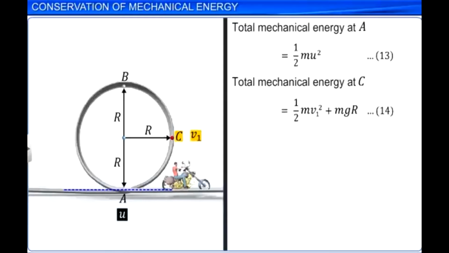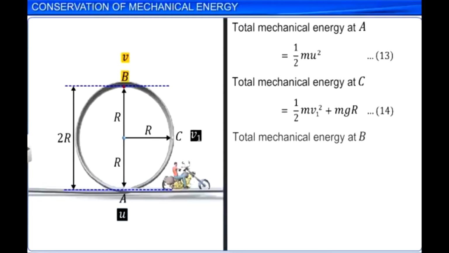When it reaches the highest point B, it has velocity v, and its height with respect to the reference level is 2r. It has maximum potential energy, which is mg into 2r, and least kinetic energy, which is half mv square. The total mechanical energy at B is denoted by half mv square plus mg into 2r. Let this be equation 15.